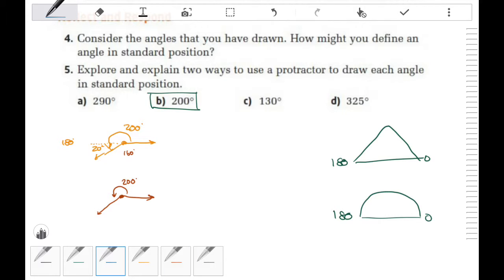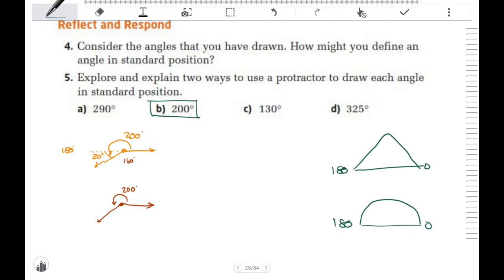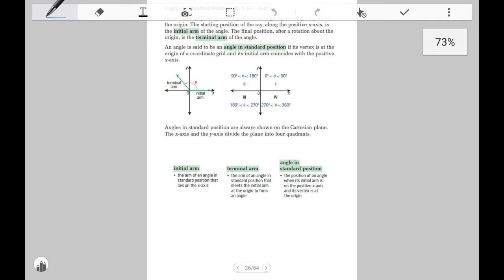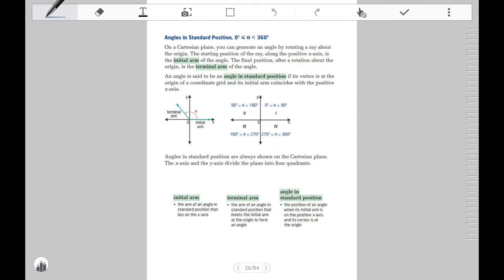Okay, turn the page. We have this here. This is terminology about angles in standard position. We have our initial arm, the terminal arm. We have the angle in standard position. These are three bolded terms that we need to use to describe this angle. The newer part, though, I think the more important part for us, is about when it talks about quadrants.